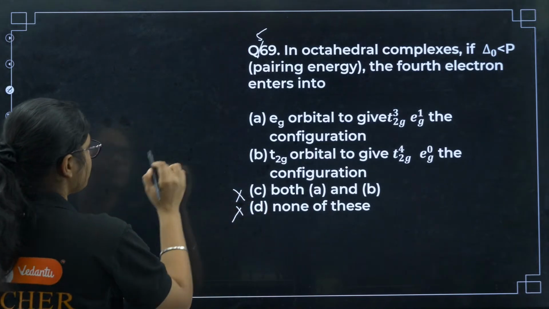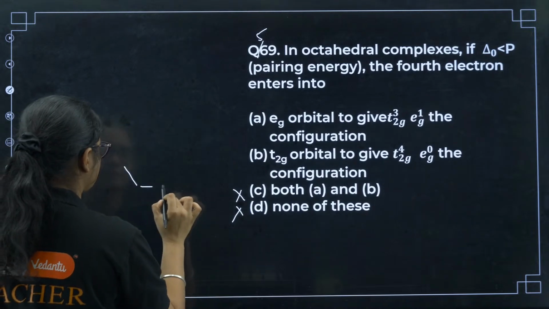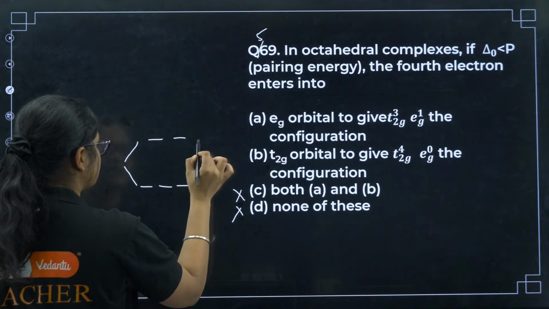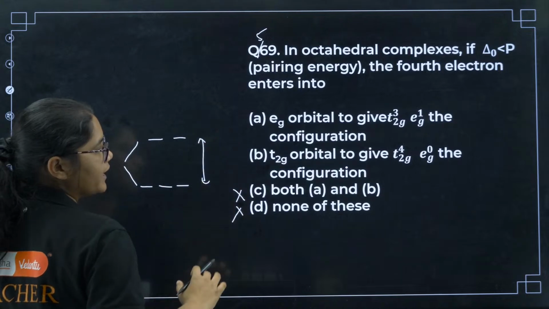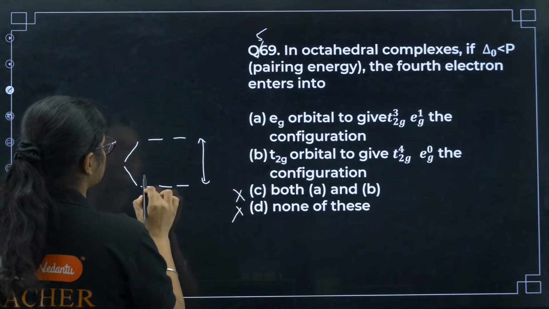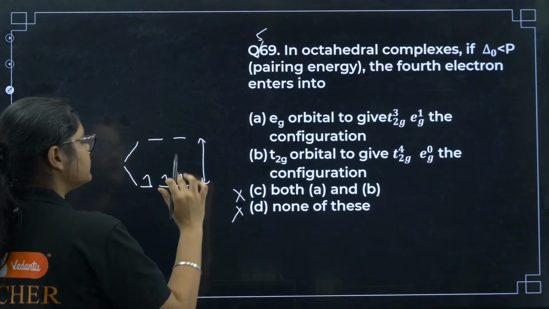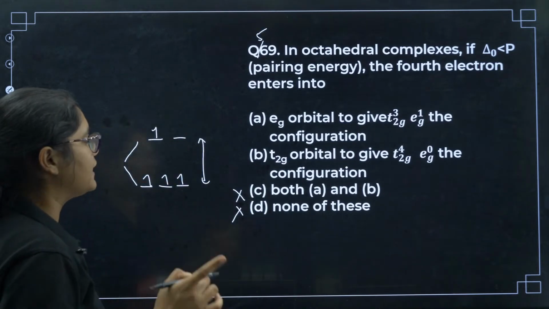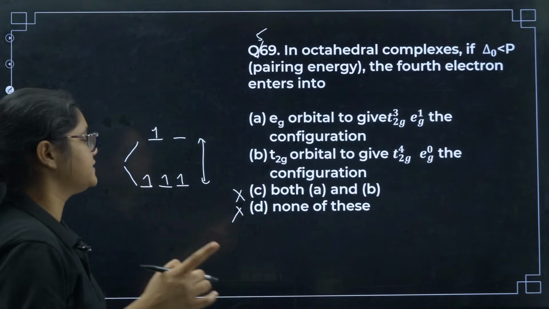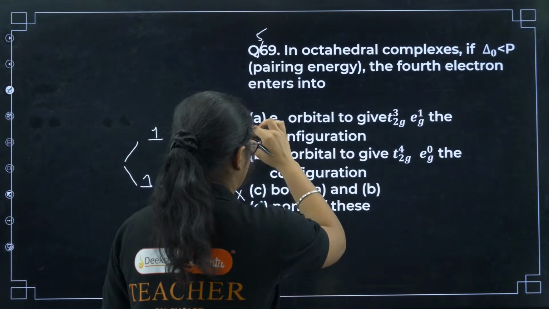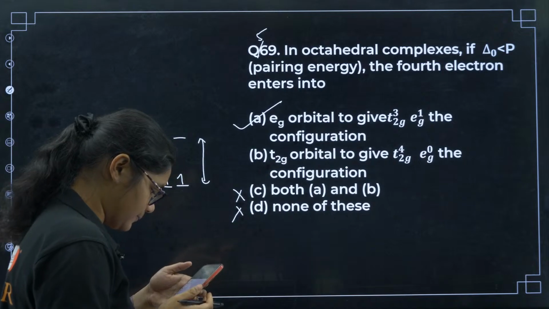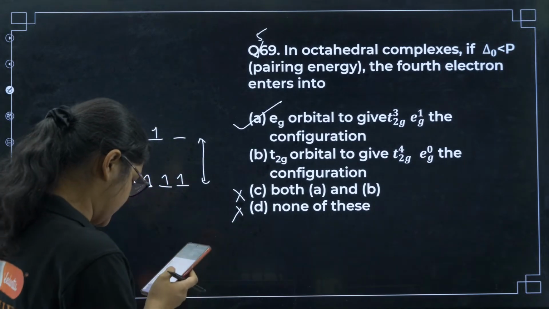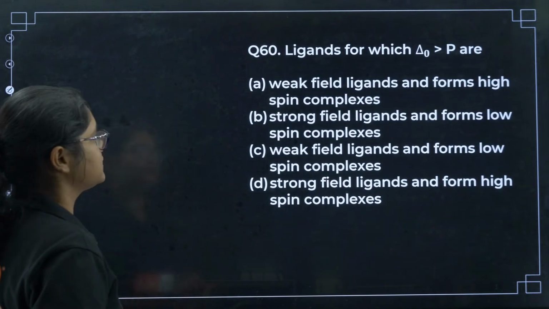Now as I told you, because delta O is less, you have this energy gap is very small. Now we have d4 electrons: 1, 2, 3, and the fourth electron, because the gap is very less, can go to the higher level. So we will get t2g3 eg1. So option A is the correct answer here. Okay, yes, all of you are correct. Very good, students.